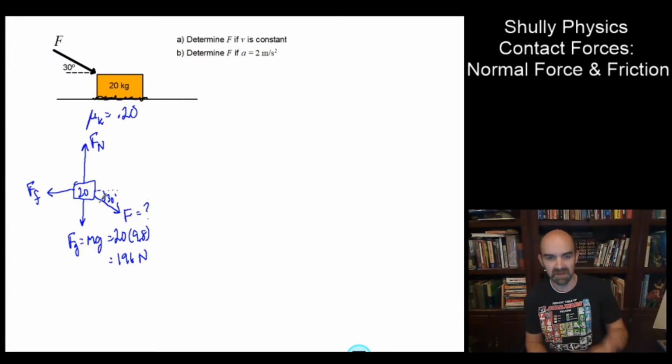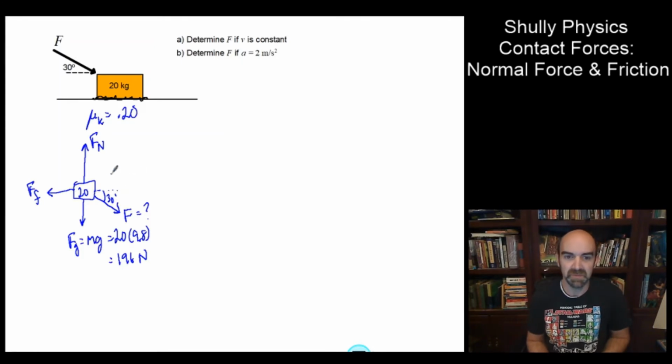So the sum of the weight and the downward component of F. So look out for that. If there's ever a force pushing down, then the normal force is not equal to the weight, which is one of the reasons I brought up this problem here. So we're done with step one, I think. We've got this pushing force, normal force, friction, and weight.